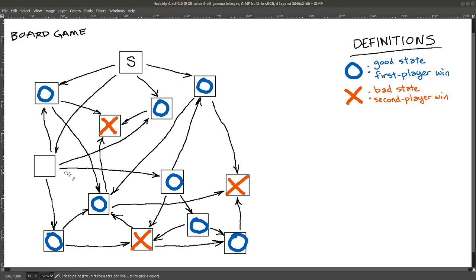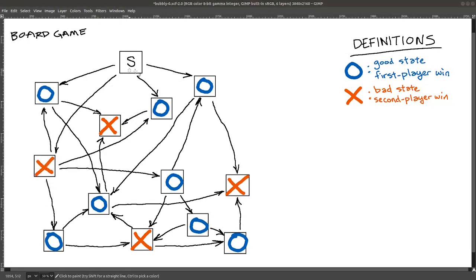All right. Now, what about this one? If the token is here, you have four options. You go to this one, which is a good state. This one is a good state. This one's a good state. This one's a good state. So no matter where you go, your opponent is going to be in a winning position. So from here, you have no chance of winning. So this is a bad state.